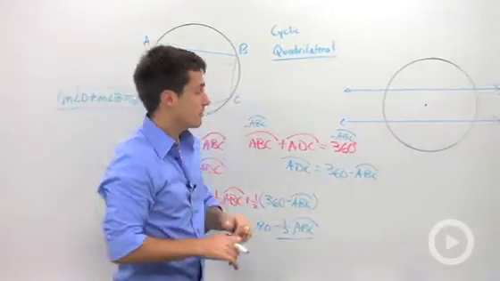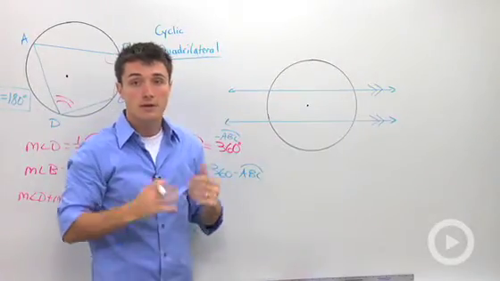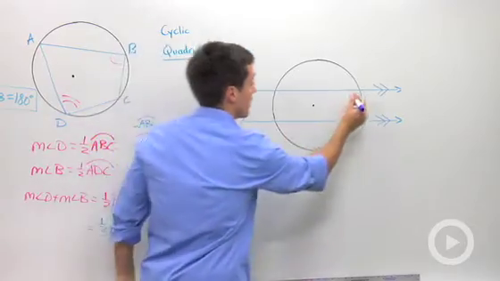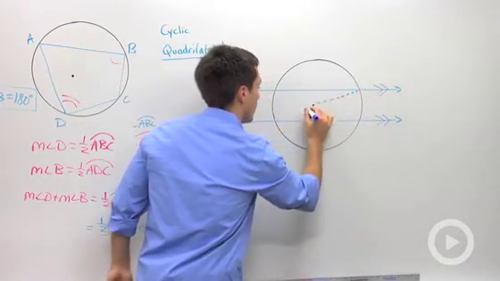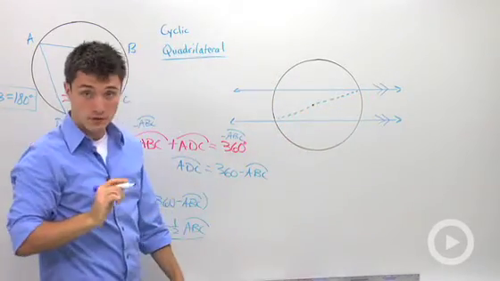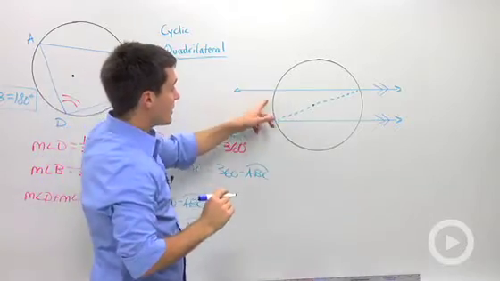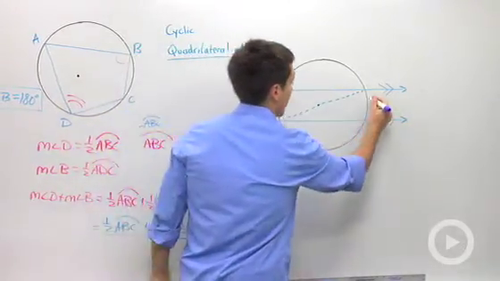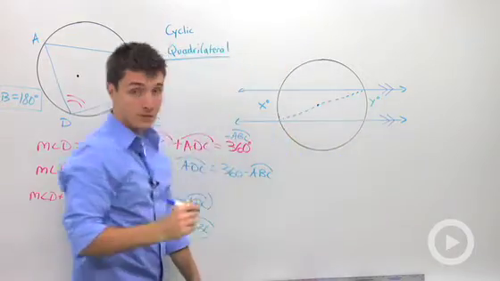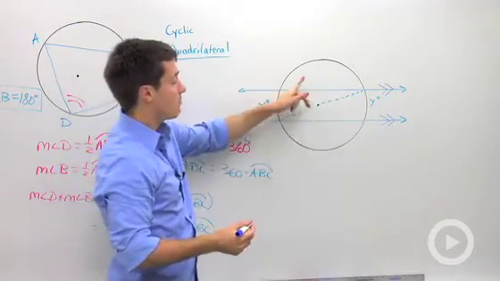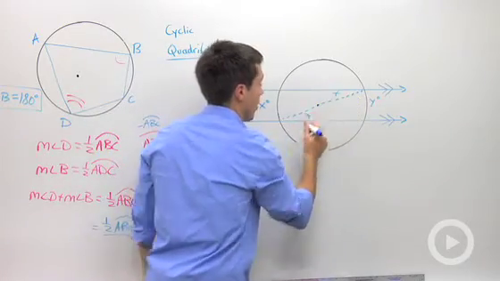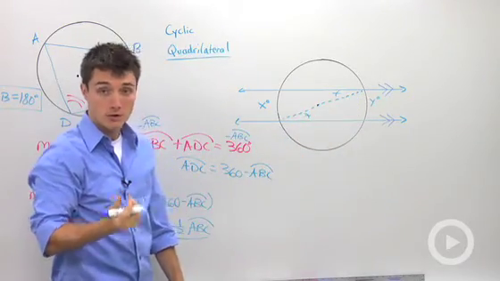Another key facet of circles is if you have parallel lines. So I'm going to draw in a transversal. Something special is going to happen if I call this x degrees, and if I call this y degrees. I see that if these two are parallel, then I have created alternate interior angles that are congruent.